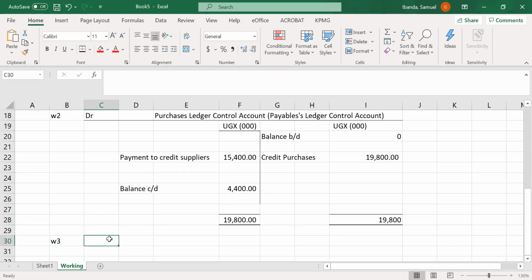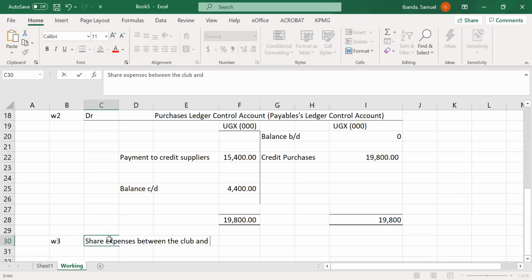Working three. So we are now going to share expenses between the club and the coffee shop.